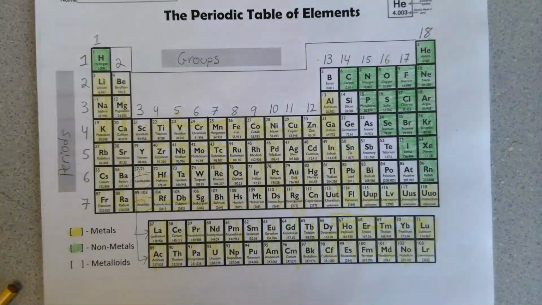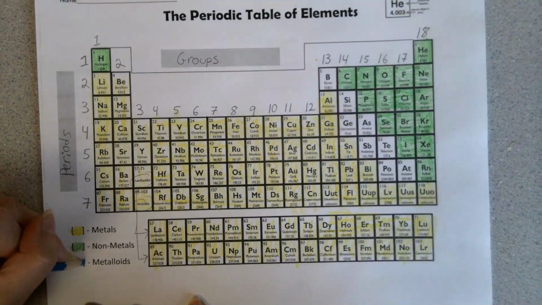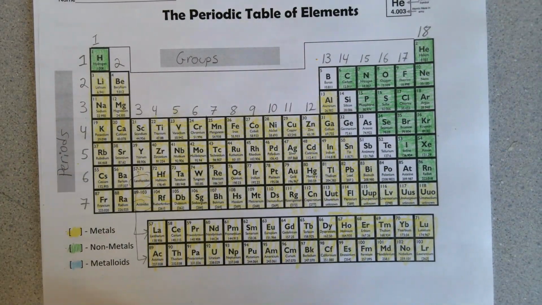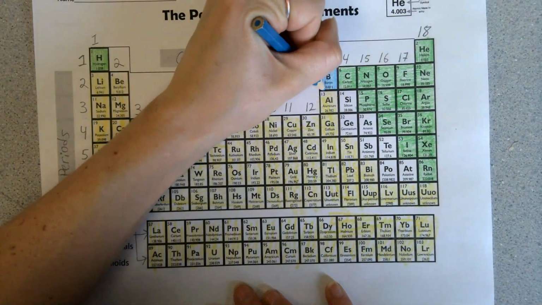So that just leaves one little piece. And that's, I'm going to use this light blue for this, that's our metalloids. So metalloids, they're kind of like metals, but also kind of sort of not like metals. And that gives them some really cool properties, and we'll get into those more a little later. But boron is one.